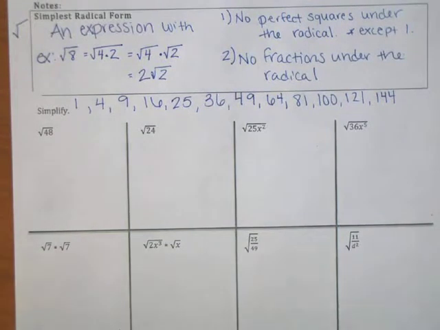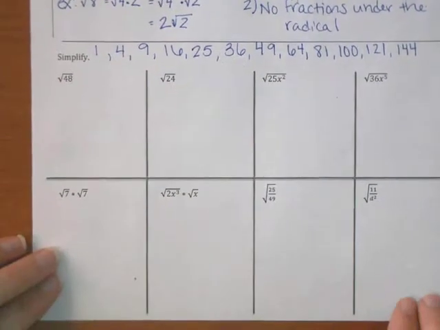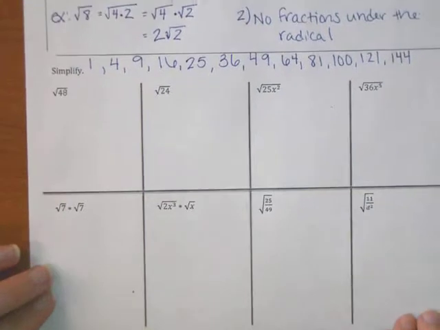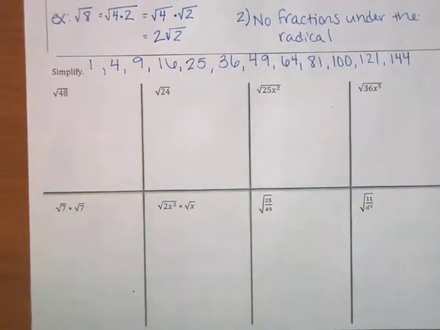Wait, so we get marked down for this, like the square root of 4? Right, because there's a perfect square under there. 4 is a perfect square. Okay, so if you did that, you'd have 4 times 2. What's that? The square root of 4 times the square root of 2. Yes, you can break that apart. But isn't that the same thing? Wait, then why would you change it to 2 times the square root of 2?